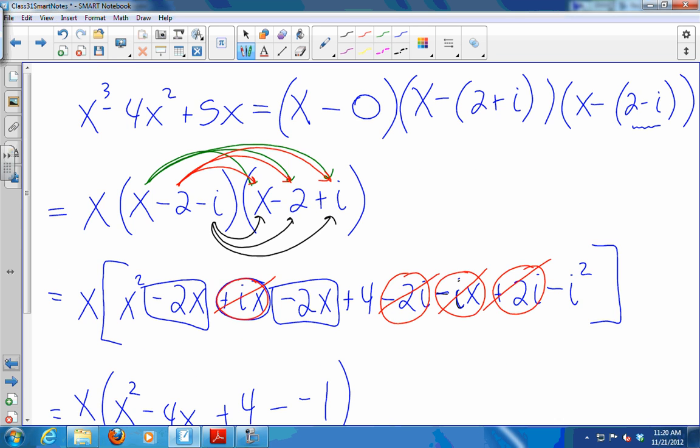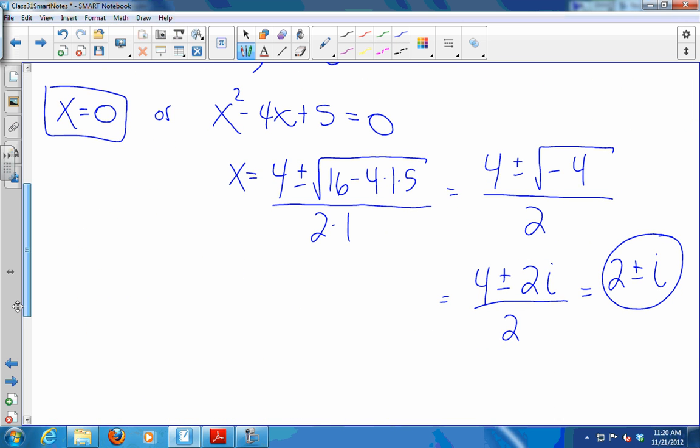So I want you to notice that the way we were finding the complex zeros was by the quadratic formula. And we came up with the plus or minus, meaning we had 2 plus or minus i. How are 2 plus i and 2 minus i related to each other? They're conjugates. Because the way you find the complex zeros is by the quadratic formula, they're always going to come in conjugate pairs. When you have a complex zero, its conjugate is also going to be a zero.